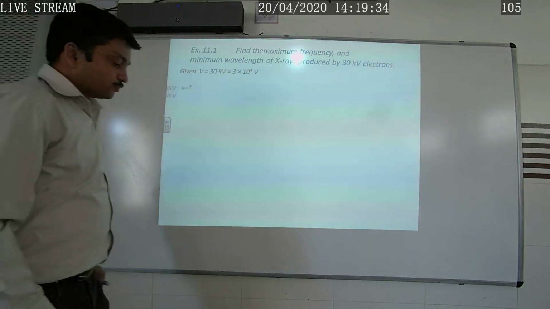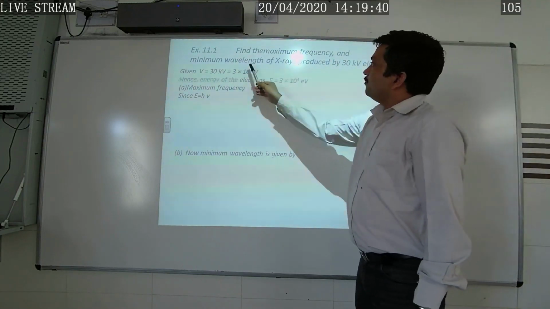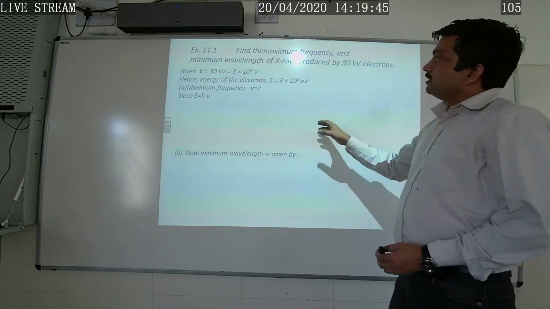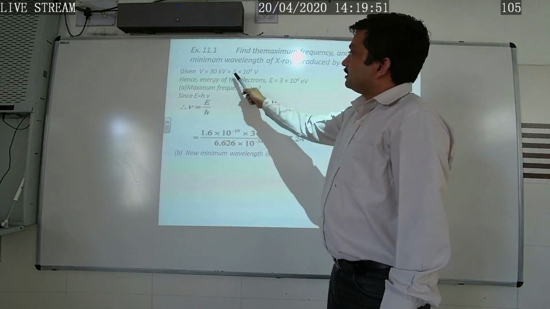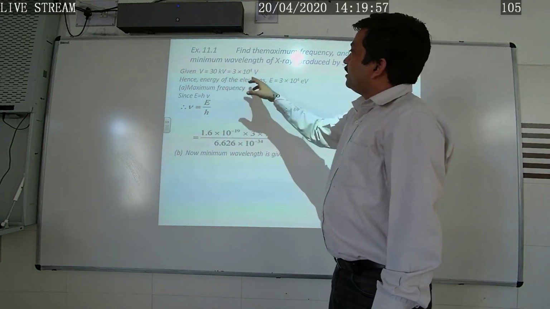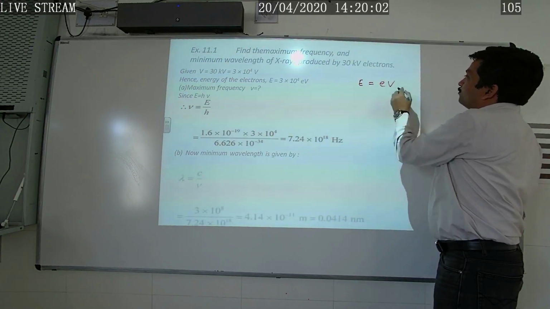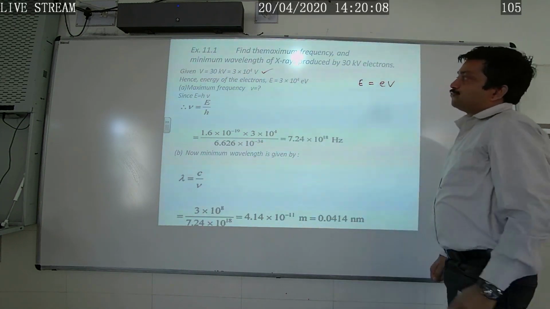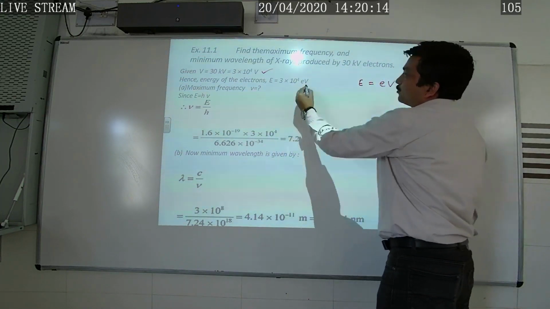The first question of the exercise is: find the maximum frequency and the minimum wavelength of X-rays produced by 30 kilovolt electrons. The data given to us is the potential, 30 kilovolt, which can be written as 3 into 10 to the power 4 volt. The energy of the electron, as we know, is E equals eV. Putting the value of V, we get the energy of the electron as 3 into 10 to the power 4 electron volt.